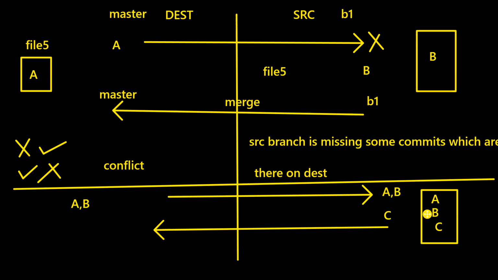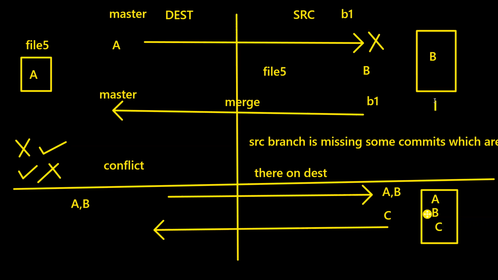Is anyone still having confusion? So, can I conclude that any branch that has a commit... not any branch. When you are merging, there will be one source branch and one destination branch. If your source branch, from where you are bringing the changes, is missing some commit IDs that were there on the destination branch during your merge, it will create a conflict. In our case, commit A is there on master, which is not there on the B1 branch. So you are getting a conflict.